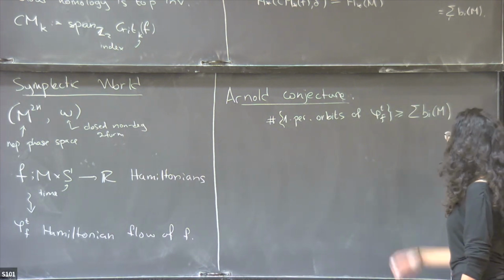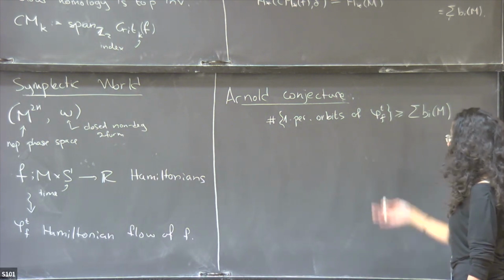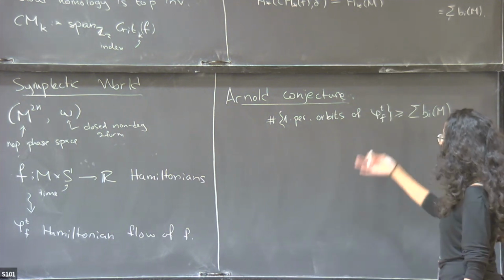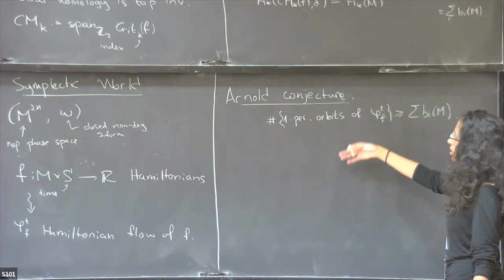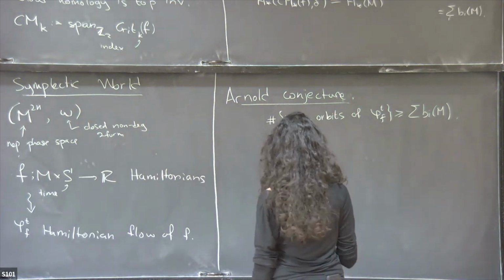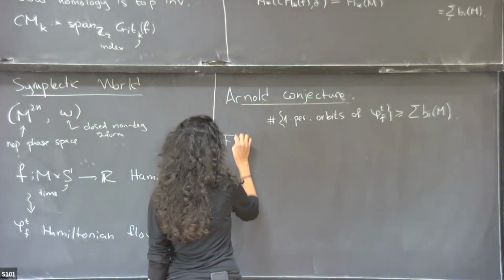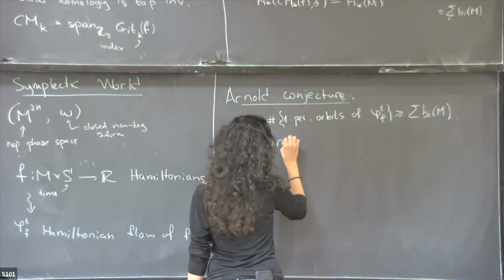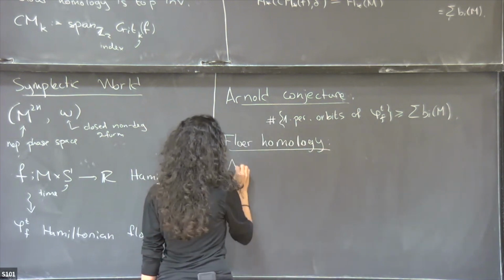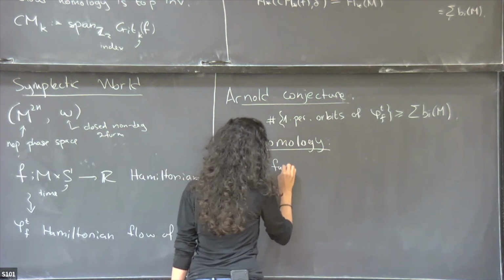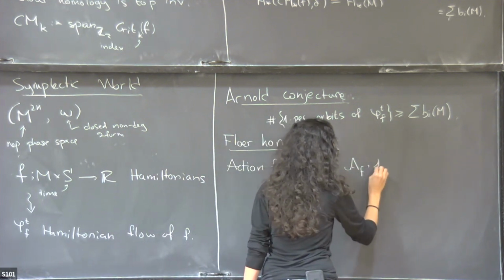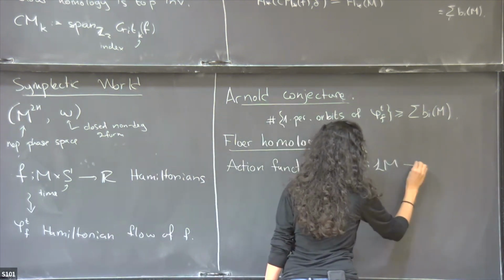So now, what we would like to do in order to get a lower bound for the number of one periodic orbits is basically mimic the construction in Morse homology, and for that we need to find a functional whose critical points are in correspondence with the one periodic orbits of the Hamiltonian flow. So this is basically what is done by Floer homology. The functional we need to consider is called the action functional, denoted by A sub F. It's defined on the space of contractible loops in M.